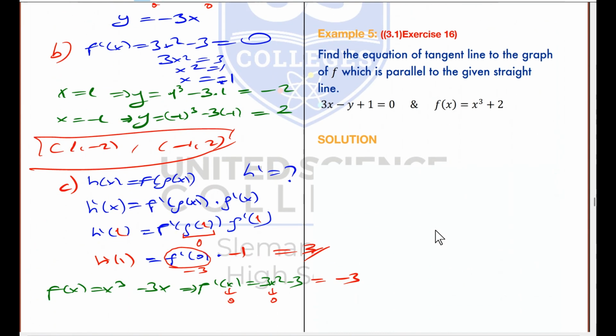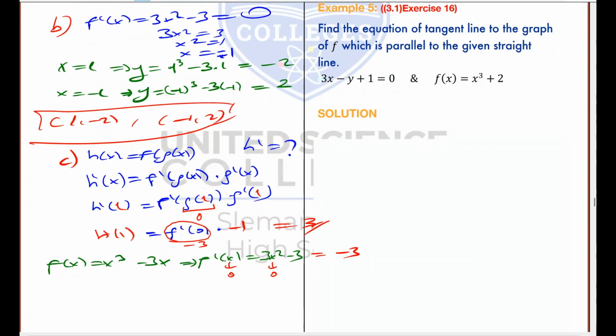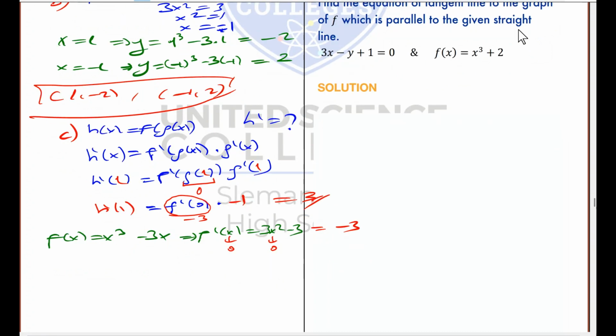Okay, another type of question. One of the questions in the book: find the equation of the tangent line of the graph which is parallel to the given straight line. This is the given straight line. The slope of this is parallel to this. So if the lines are parallel, then the slopes are the same.